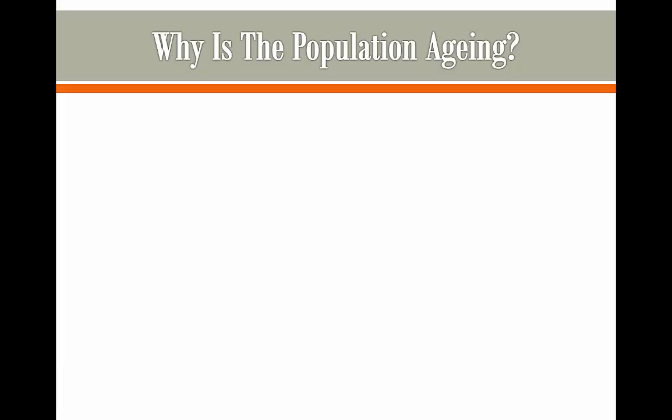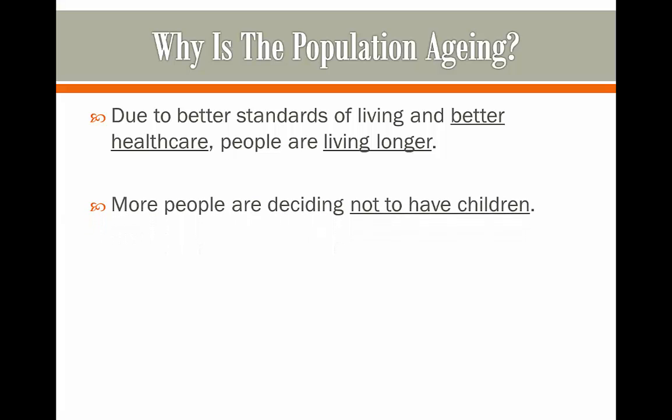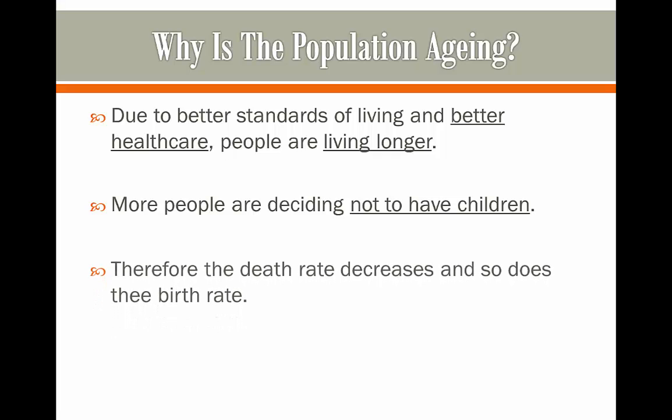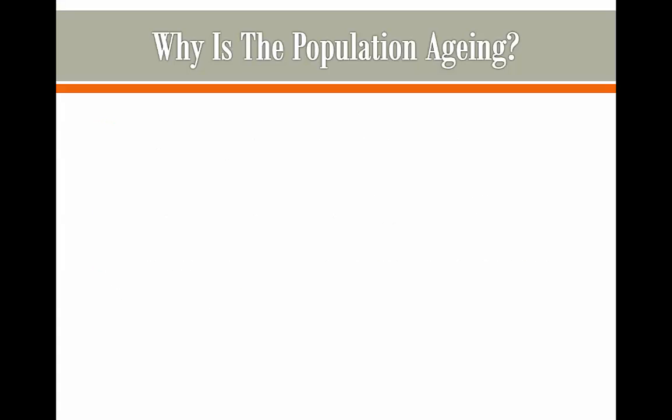So why is the population ageing? Due to better standards of living and better healthcare, people are generally living longer. As a result, there are going to be more people with a higher life expectancy, and more older people living in the country. Also, people are deciding not to have children, so there's not as much youth in the population, and proportionally there are a lot more older people than younger people. So the death rate is decreasing and the birth rate does as well, so we now have an ageing population.